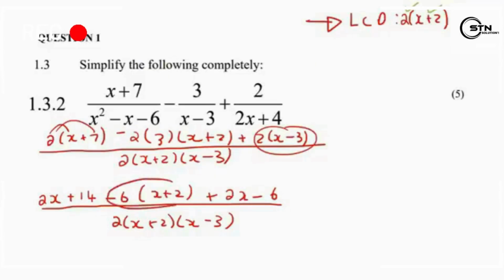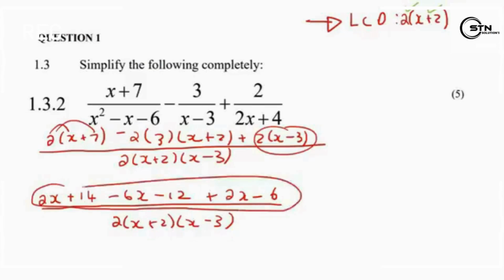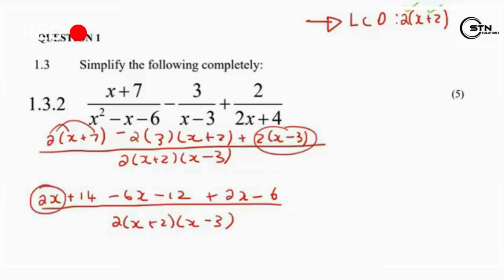Let's quickly do this step over here. So minus 6 times x is going to be negative 6x, and then minus 6 times positive 2 is going to be minus 12. So minus 6x minus 12, and there we go. Okay, now at the top, you're just going to put all the like terms together. So you've got an x, another one, so that's 2 minus 6.